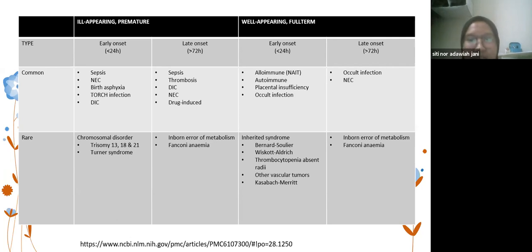So in an ill-appearing premature baby, the thrombocytopenia is commonly secondary to sepsis. So perinatal acquired infection like TORCH infection or group B streptococcus infection, and also birth asphyxia are also frequent culprits that are associated with DIC that will lead to thrombocytopenia. And this perinatal insult typically causes thrombocytopenia within the first 72 hours of age.